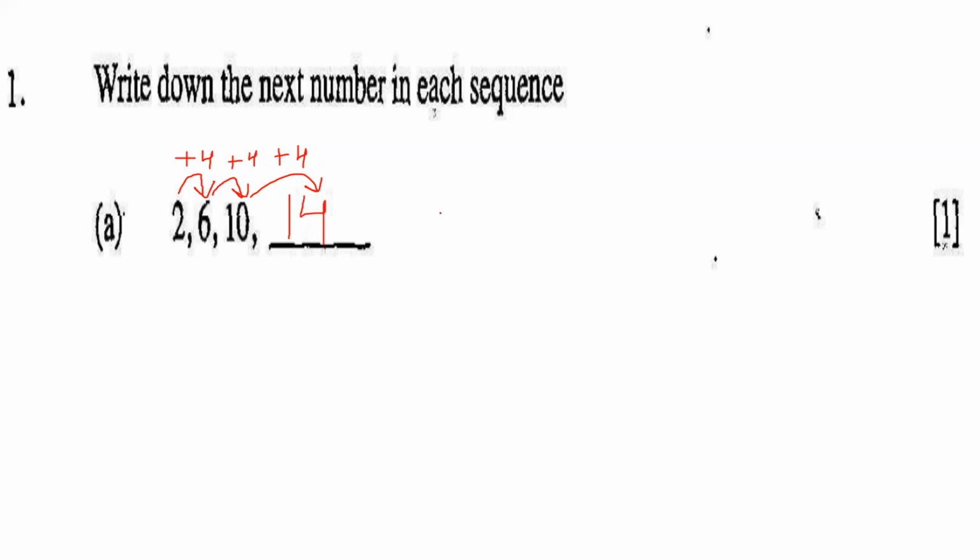Before I put it on the screen, anyone got 14? I did. Okay. Excuse me, Mr. Petit. Go ahead. Can I use the bathroom, please? Yes, you can. So 2 to 6, you add 4. 6 to 10, you add 4. And then 10 to 14, you add 4.